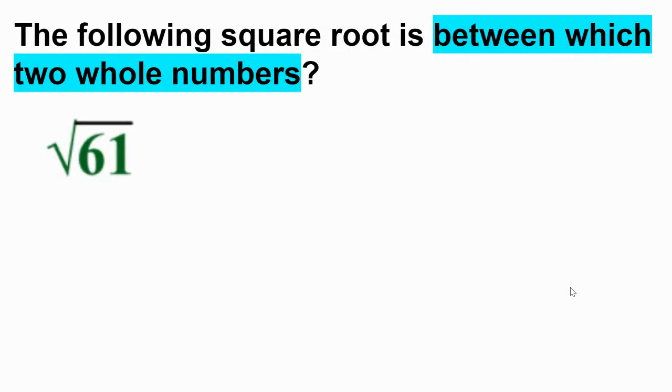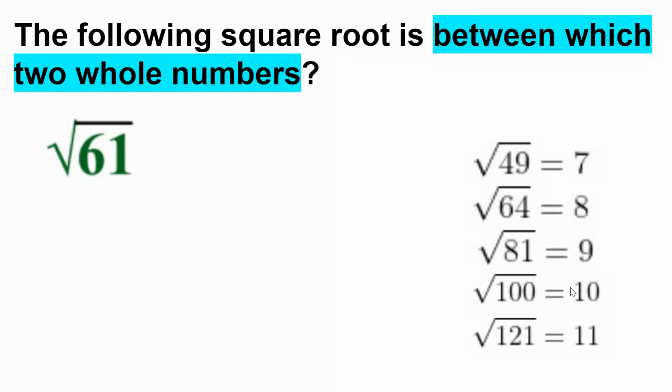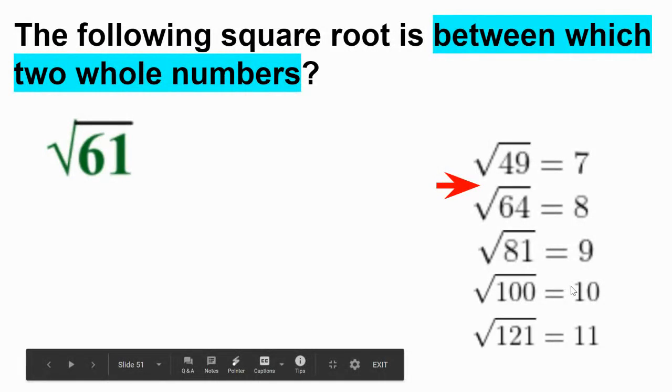Now we're talking about square root of 61. Again, your first step is to remember your list of square numbers and square roots. So again, here's a portion of it. And I can see right now that square root of 61 is right there between square root of 49 and square root of 64.